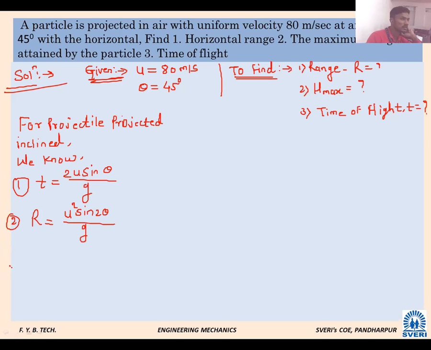Okay next, h is equal to u square. h stands for height, so tell me, what is the formula for h? u square sin square theta divided by 2g. Okay, is there anything more, or are there only 3 equations?